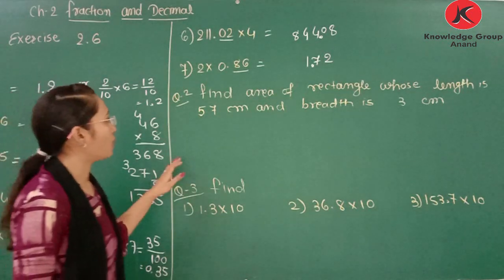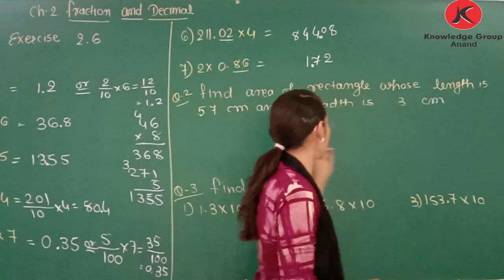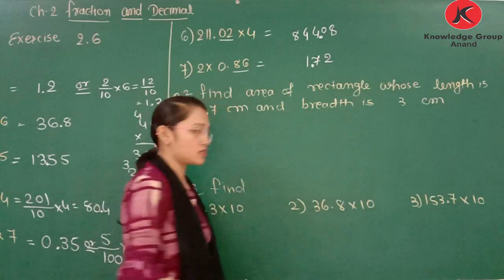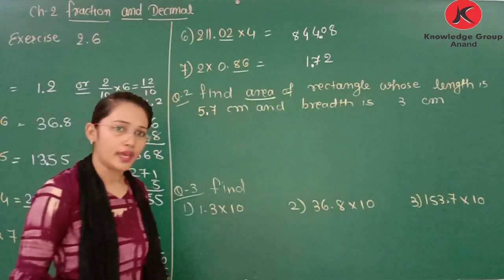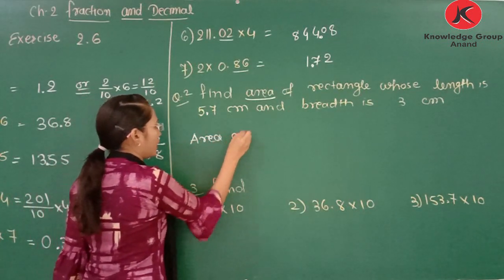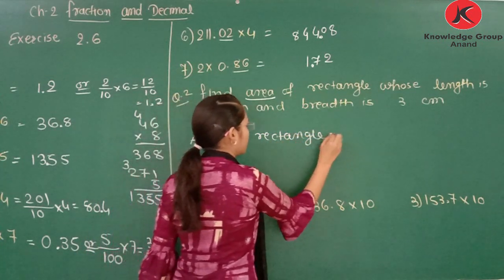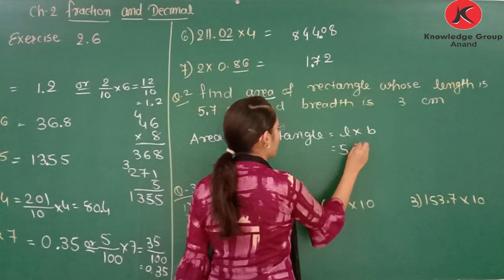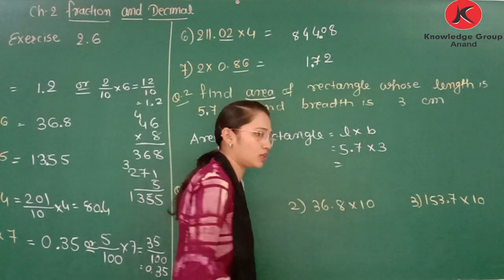Clear? Now next question, find the area of a rectangle whose length is 5.7 cm and breadth is 3 cm. Length and breadth are given and what we have to find? Area. What is the formula for the area of a rectangle? Area of rectangle is L into B. What is length? It is 5.7. And what is breadth? 3. Multiply 5.7 with 3.